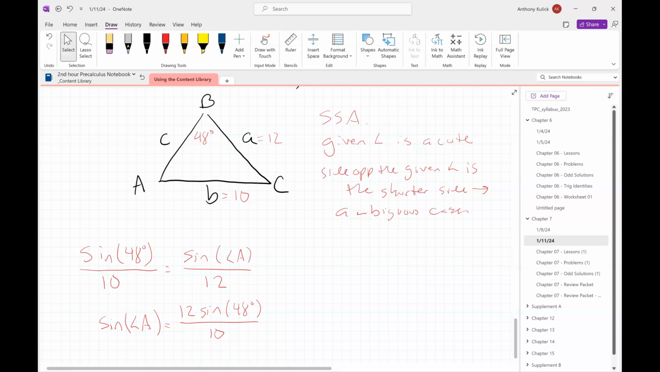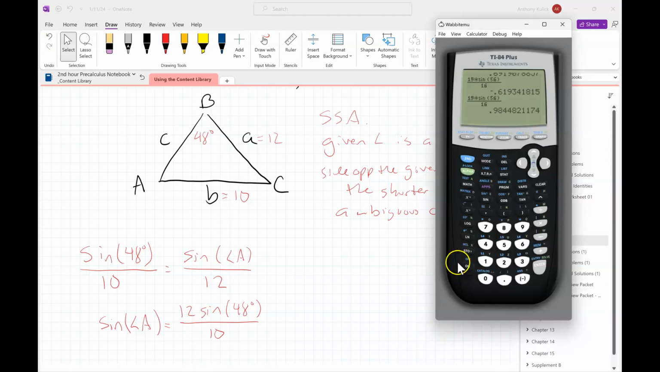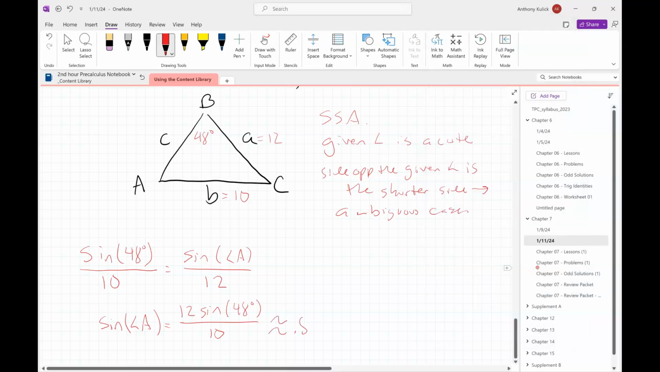At this point, I'm going to pull out my calculator. I'm going to check to see what that is. So 12 times sine 48 over 10. And I get 0.89-ish. Since that's less than 1, it tells me there's two triangles.